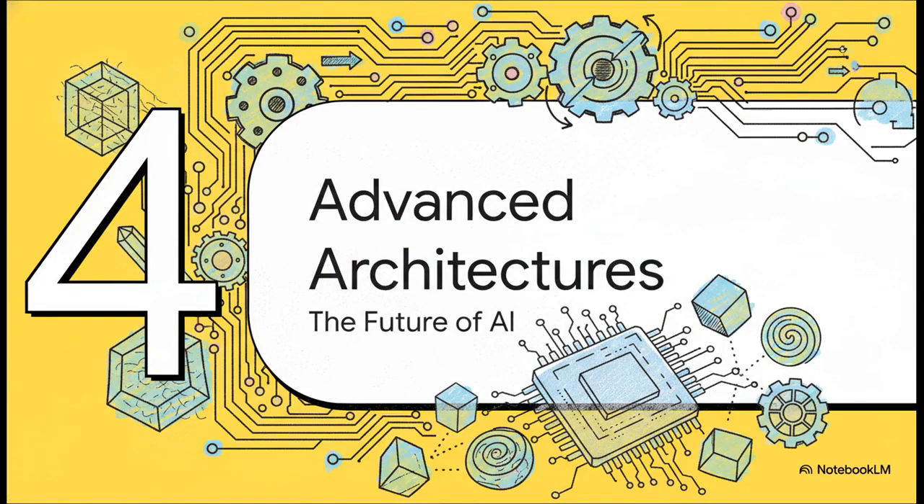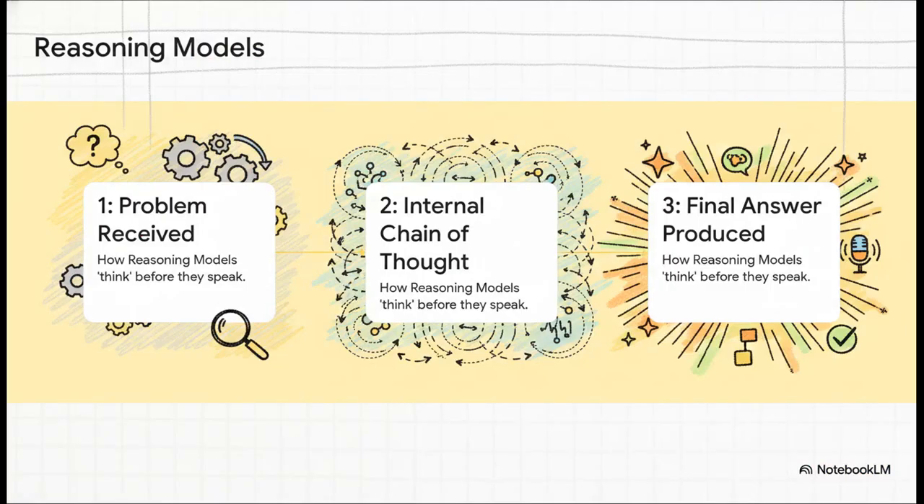Okay, for our final section, let's pop the hood and look at the advanced architectures that are making all of this possible and really shaping the future of AI. So a standard LLM just starts generating an answer immediately, but reasoning models are different. They're trained to pause and create an internal chain of thought. They literally break the problem down and work through the logic step by step before giving you a final answer. This is absolutely critical for agents that need to perform complex, multi-step tasks.